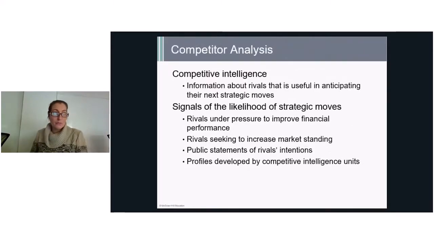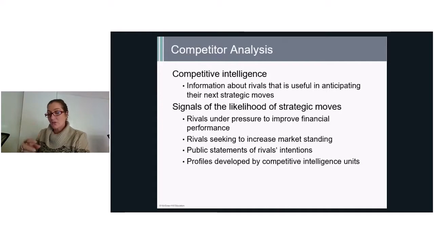So, considering more in terms of competitor analysis, we need to have competitive intelligence, information about rivals that is useful in anticipating what our competitors may do next, and then signals of the likelihood of actually taking that action. So rivals who are under financial pressure, you might be more likely to anticipate what they are going to do, go in for a price war with price penetration strategy, for example.